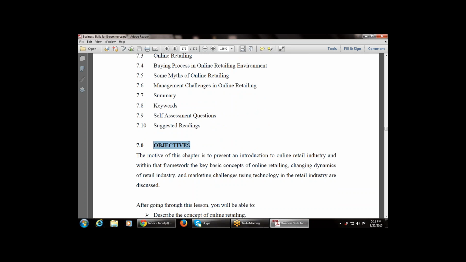Now, first of all, there is an objective. The objective of this chapter is to present an introduction to the online retail industry. What is the main objective? What is the main motto? It is to present an introduction to the online retail industry, that is how retailing is done online. And within that framework, what are the basic concepts of online retailing, changing dynamics, marketing issues? These are all topics discussed in this chapter.